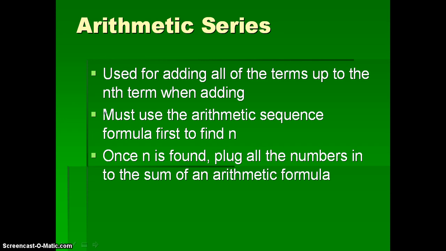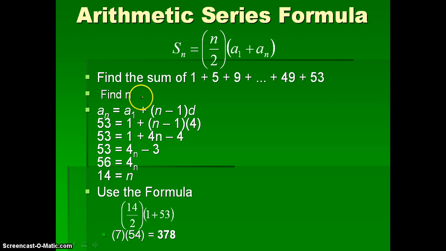Arithmetic series. This is used for adding all the terms up to the nth term when adding. You must use the arithmetic sequence formula first to find n. Once n is found, plug all the numbers into the sum of an arithmetic series formula. Arithmetic series formula: S sub n equals n over 2 times A sub 1 plus A sub n.